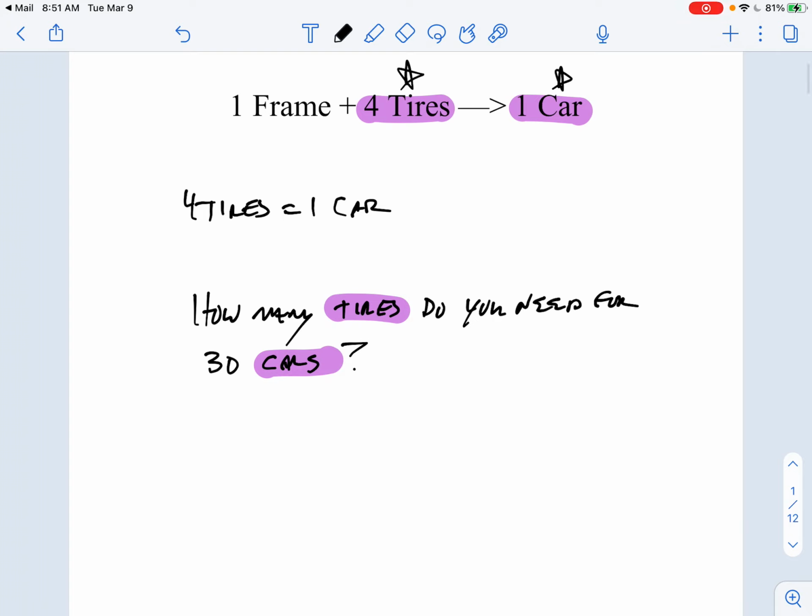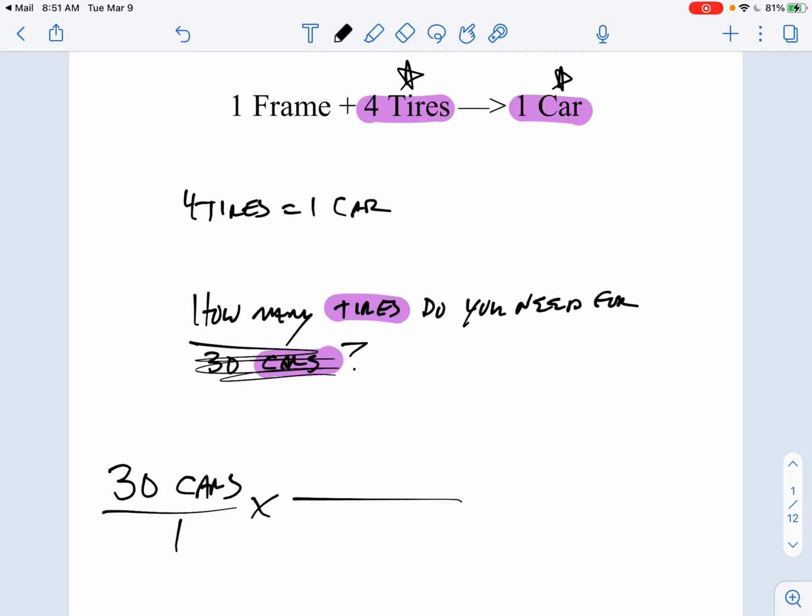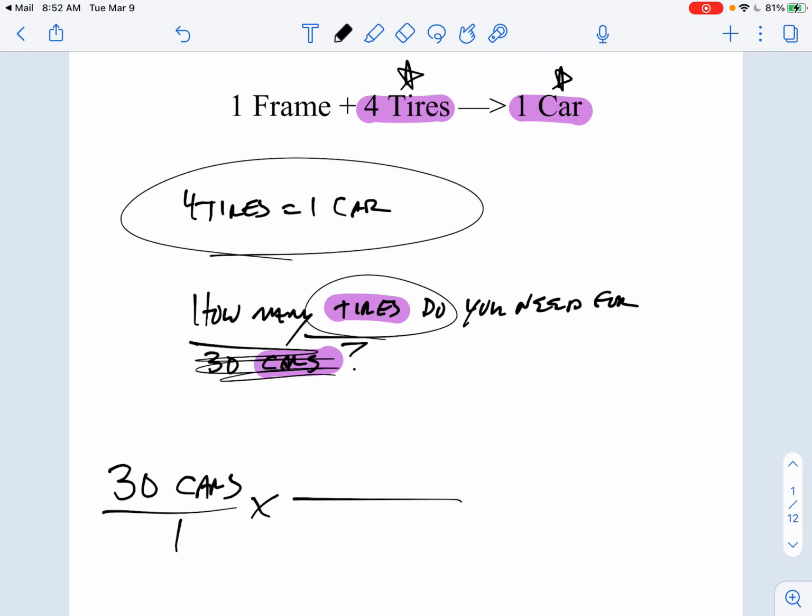Well, we are always going to start with what we were given. So that's going to be 30 cars over 1. And then what we're going to do is scratch that out because we don't need it anymore. Now we want tires, and we have this new equation: 4 tires equals 1 car. So I'm going to multiply this by 4 tires per 1 car so that my cars cancel, and I end up with 120 tires.